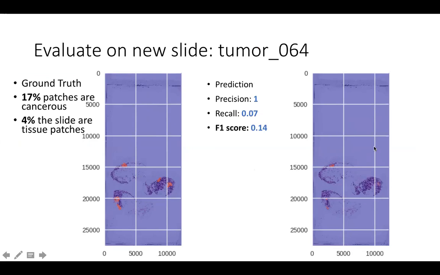I think the reason the model does not perform that well on this tumor slide is because in the original slide, very few patches are actually cancerous. That made it hard for the model to predict.